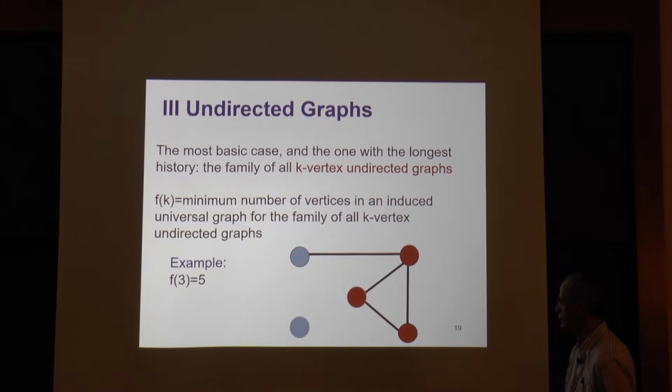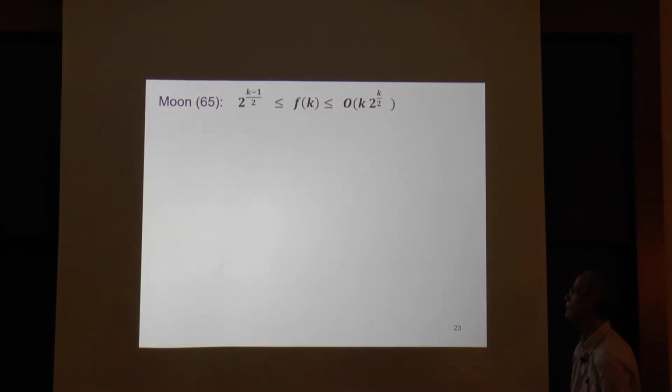Right, so f of 3 is 5, and we want to understand what is happening for a bigger k. So again, we want the minimum size of a graph that contains every k-vertex graph as an induced subgraph.